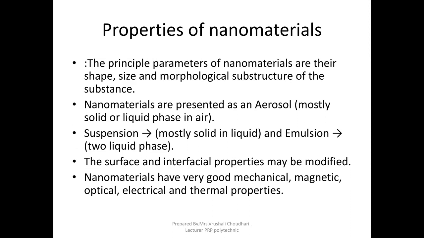What are the properties of nanomaterial? The principal parameters are their size and shape. Nanomaterial has a very small size, in the range of 10 raised to minus 9 meter, that is 1 nanometer to 100 nanometer particle size. They are mostly present as an aerosol. What is the meaning of aerosol? Solid or liquid phase in air. When we spray perfume, that is called an aerosol.